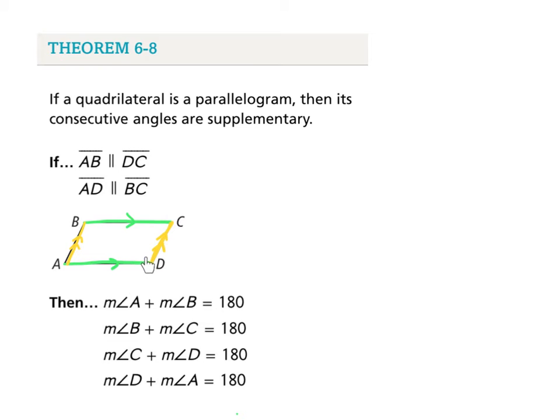And then we can work the same reasoning going around, looking at, for instance, angle A and D, which are same side interiors for my two yellow lines and this transversal. B and A are same side interior angles with the green parallel lines and this transversal. And B and C are same side interiors for the two parallel yellow lines and then this transversal. So that's the proof of why the consecutive angles of a parallelogram will always be supplementary.